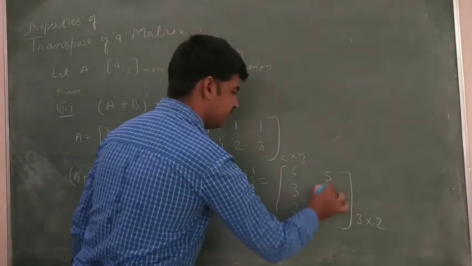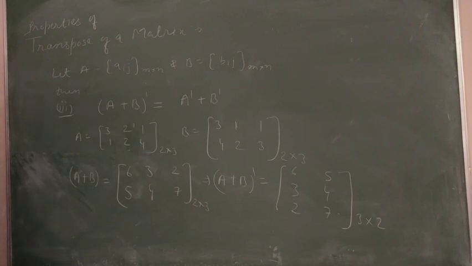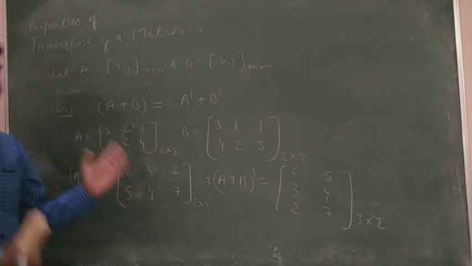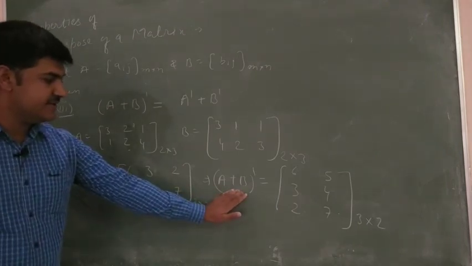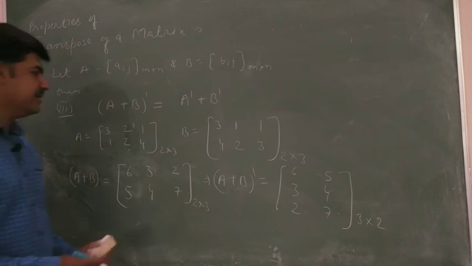Okay, so students, I am writing the elements 6, 3, 2 and 5, 4, 7. These are the elements of the transpose of the sum of A and B. Now I am finding the transposes of these two matrices A and B and adding them. If I get this same result, then we can verify this particular property.